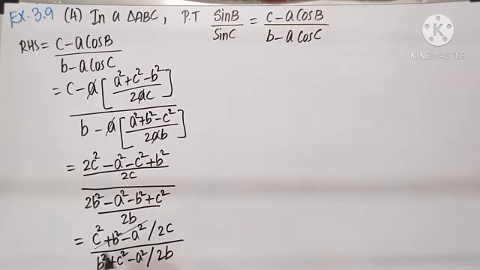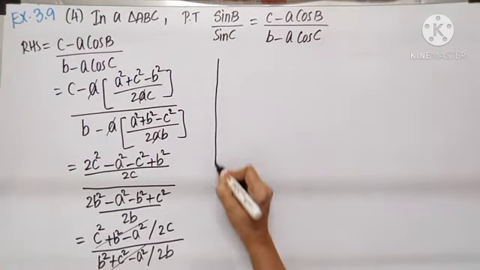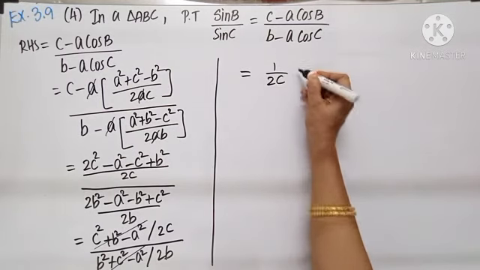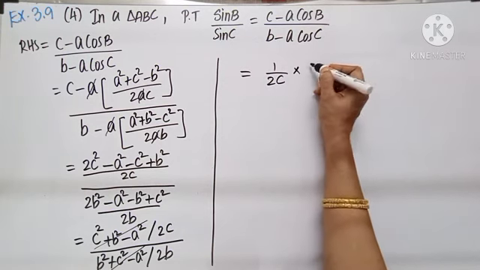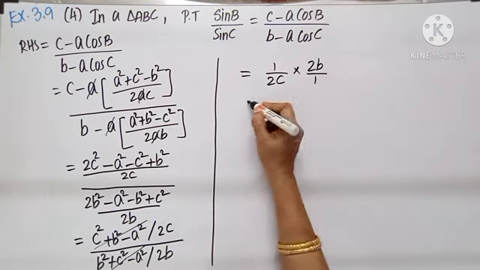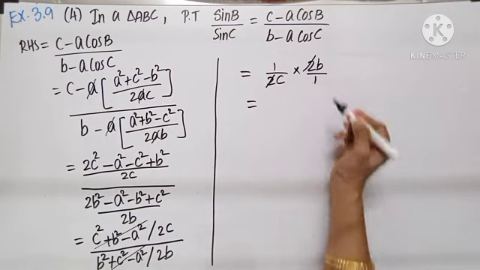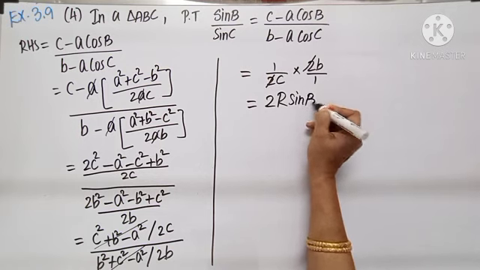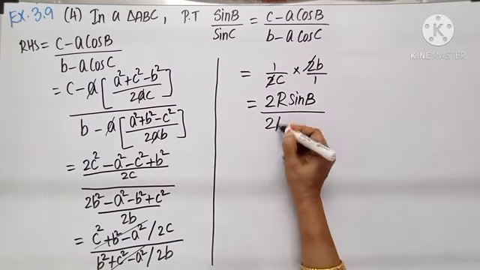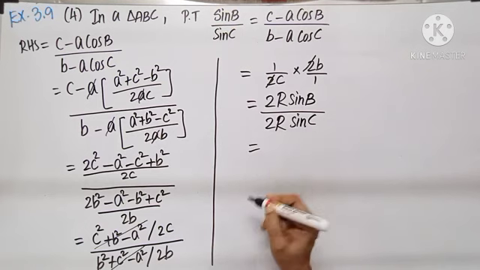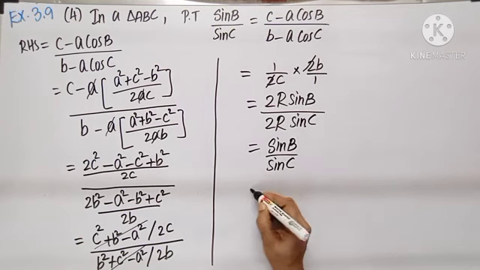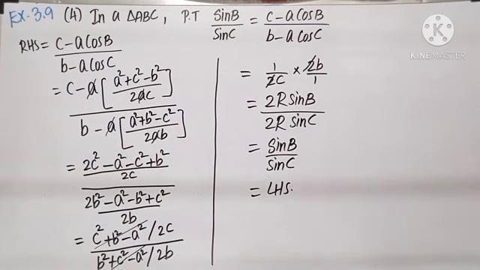Again, numerator the same will get cancelled. Reciprocating, I get in the numerator 1 by 2c, in the denominator 1 by 2b. As I reciprocate, 2b by 1, 2 and 2 cancel. What is b from sine formula? 2r sine b. What is c from sine formula? 2r sine c. Cancelling 2r, I arrive at the LHS, sine b by sine c, and hence the problem.